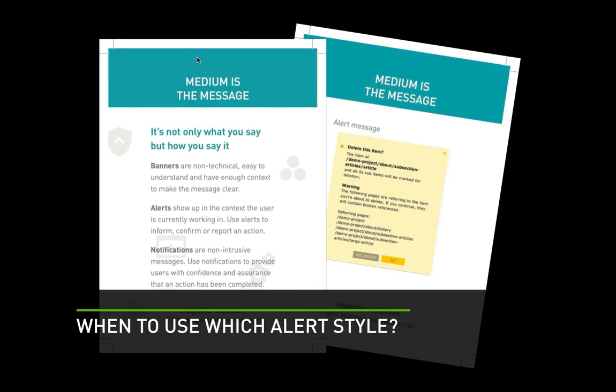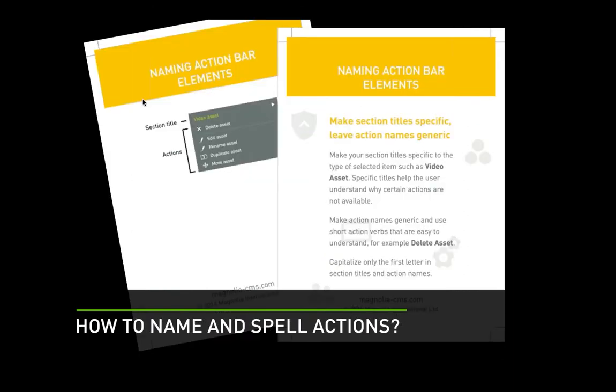When do I use which type of alert? We can use banners, alerts, or notification messages. Each of these types of alerts has its very own character, and it's important to know when to choose which one in order to not interrupt the user too much. There's another one for naming action bar elements, what type of naming we typically follow, how we spell titles.